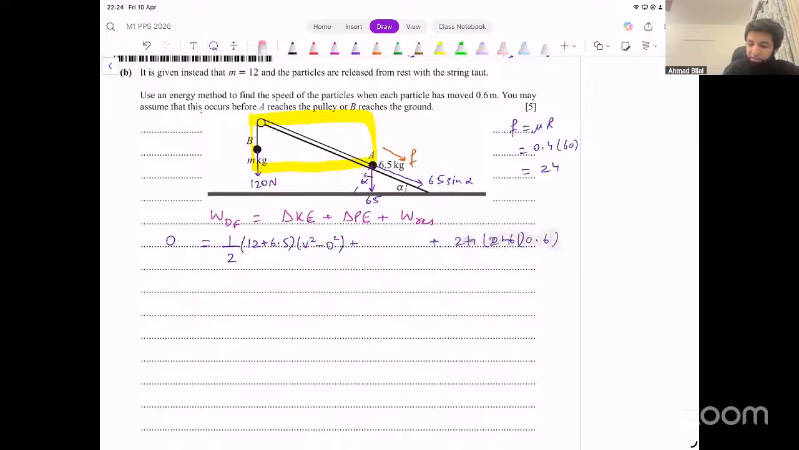Potential energy change is going to be different for both the objects. So we'll have to, the change in height is different, right? So that cannot be calculated together.